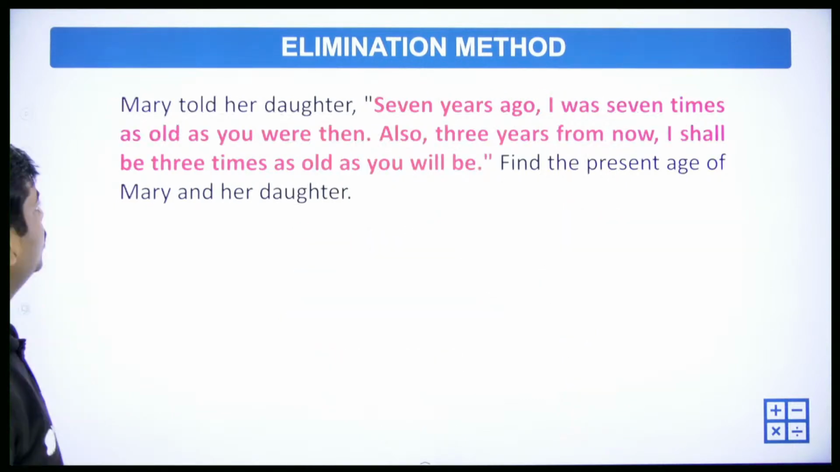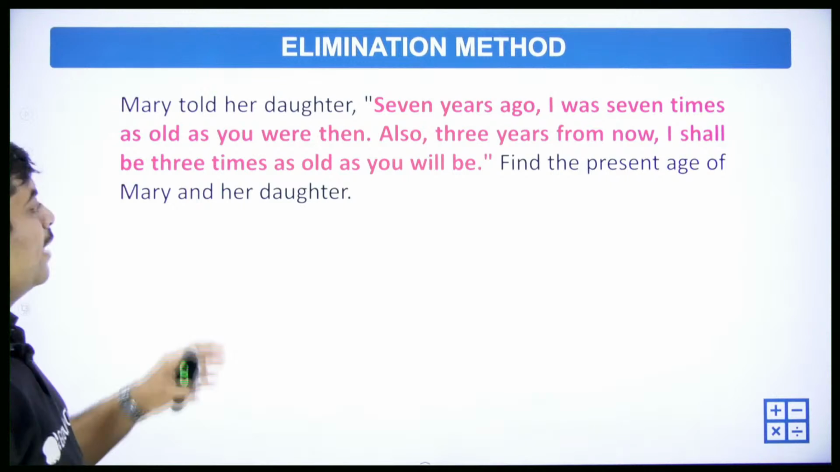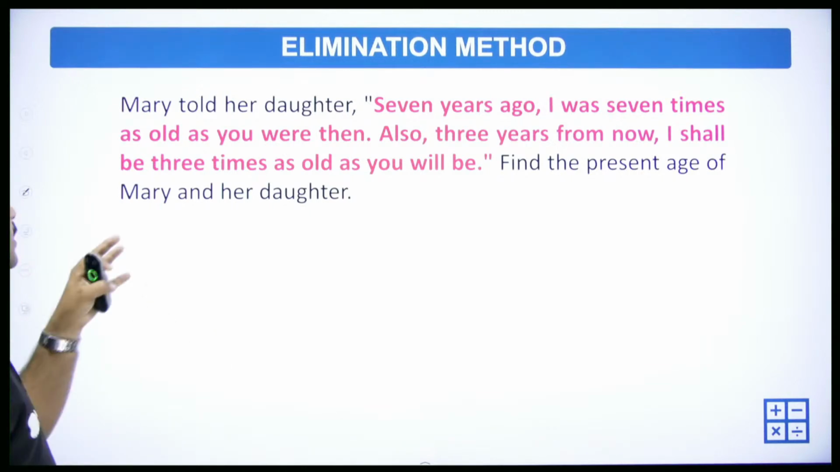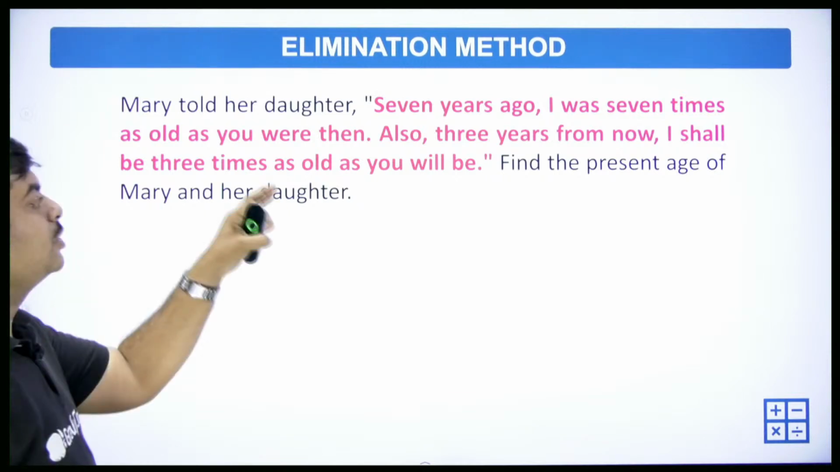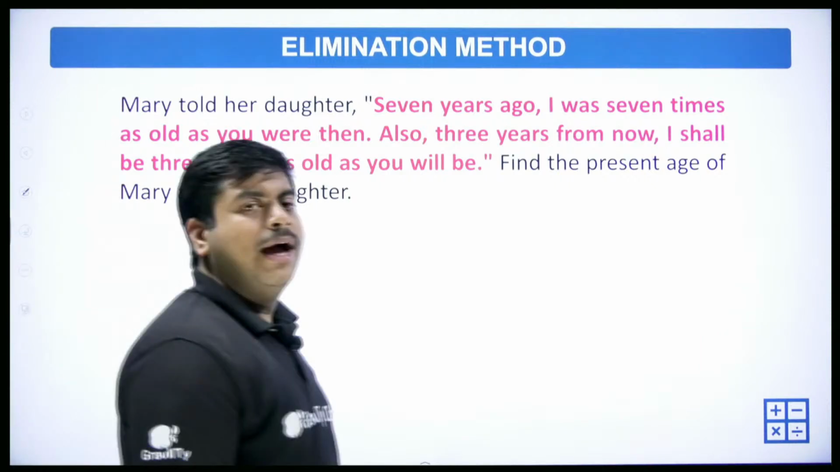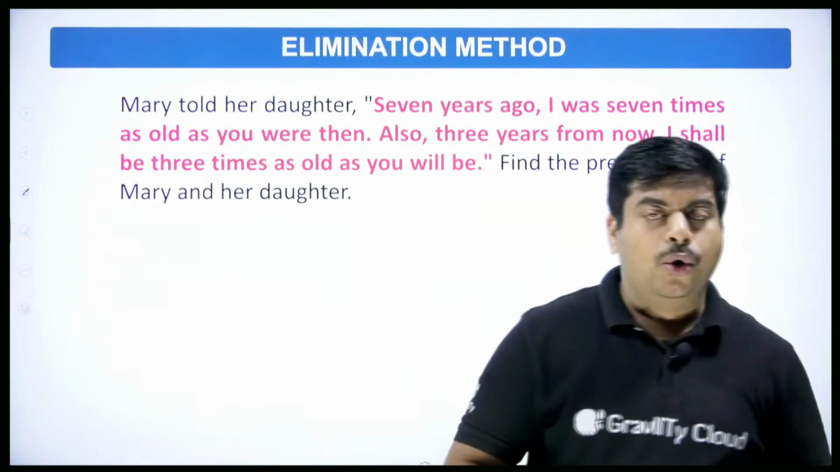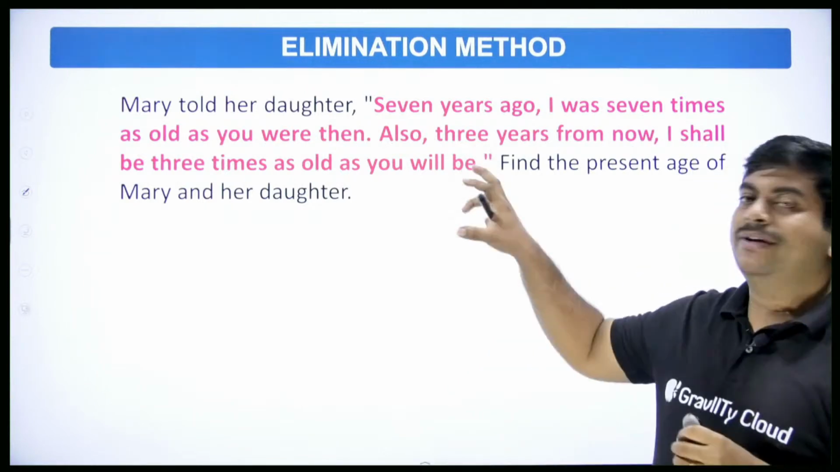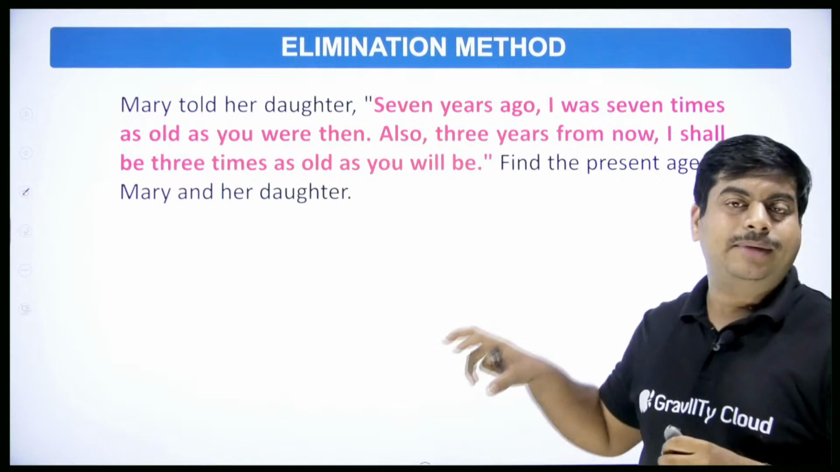Mary told her daughter, 7 years ago, I was 7 times as old as you were then. Also, 3 years from now, I shall be 3 times as old as you will be. Find the present age of Mary and her daughter. So a beautiful application here. No x, no y given, but we need to frame the equations from the given data and represent it in mathematical terms.